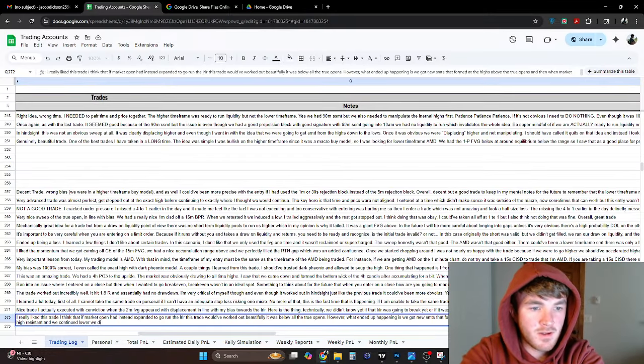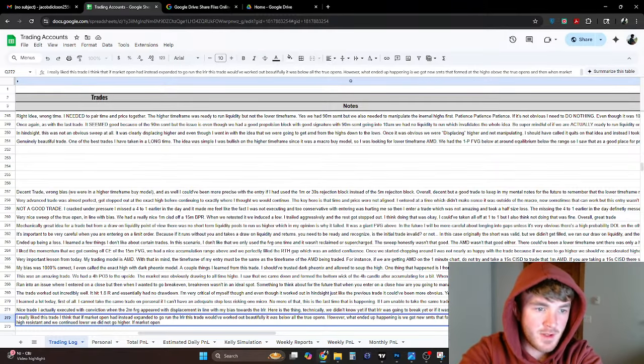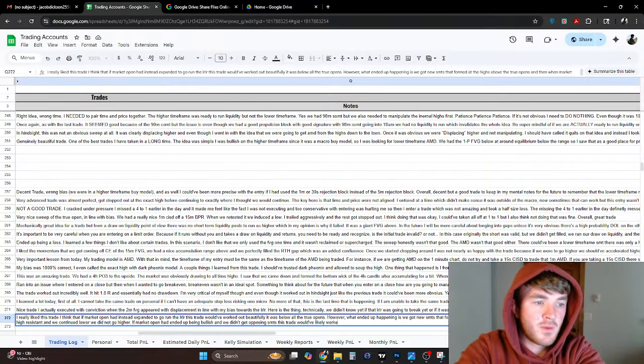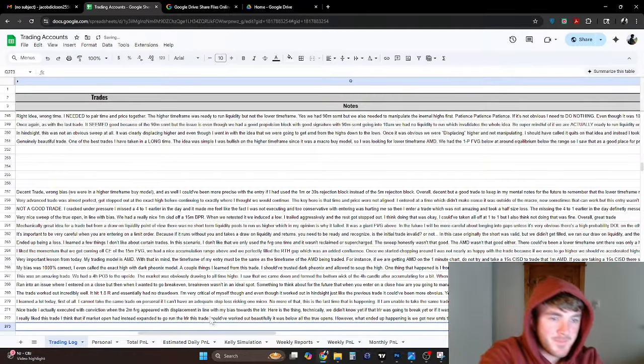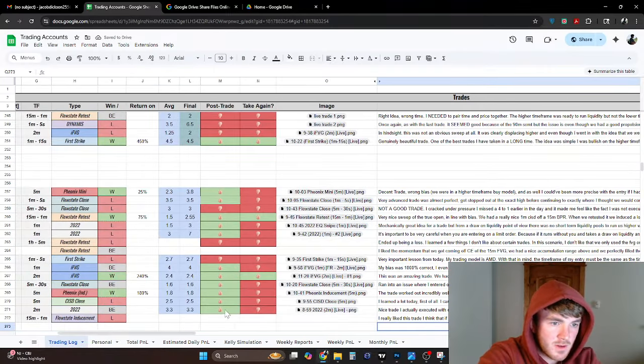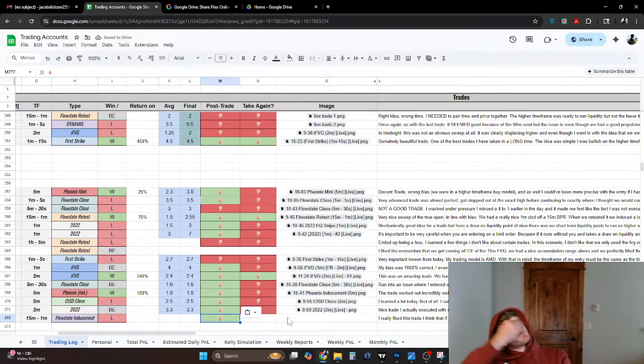If the market open had ended up being bullish and we didn't get opposing SMTs, this trade would have likely worked out pretty well. So yes, good trade. Post trade approval.